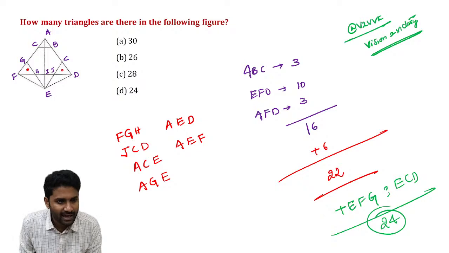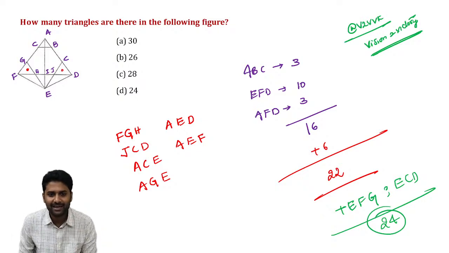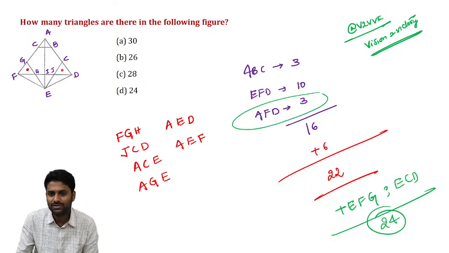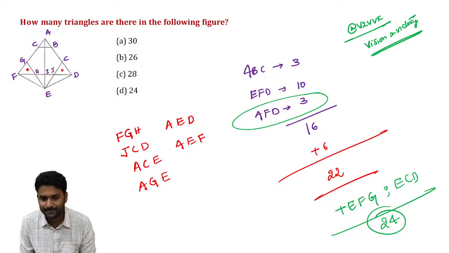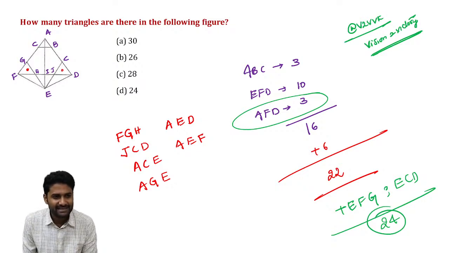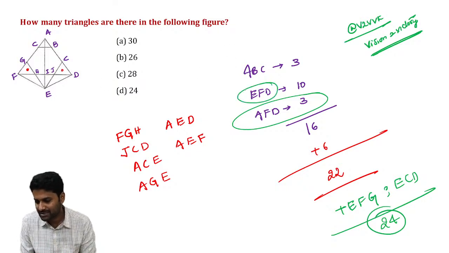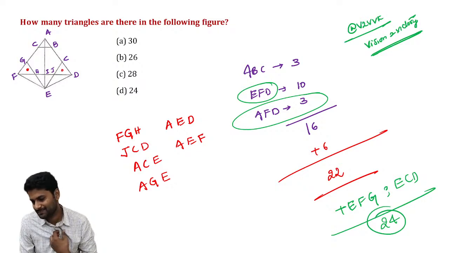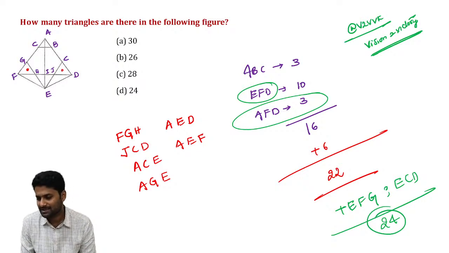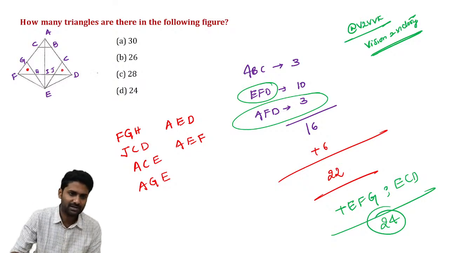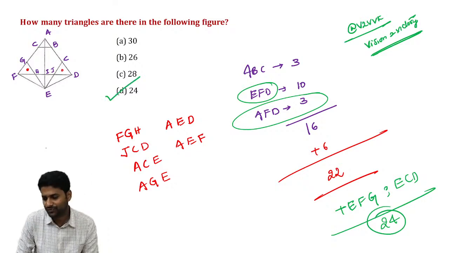AID, we are done with AID and AFD. Those triangles you can count in AFD. EJD we have completed in EFT. Those 10 triangles include EFT, so that portion is completed. In EFT we have counted all those 10 triangles inside. So the number of triangles in the given picture is 24.